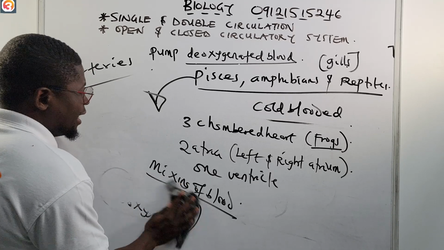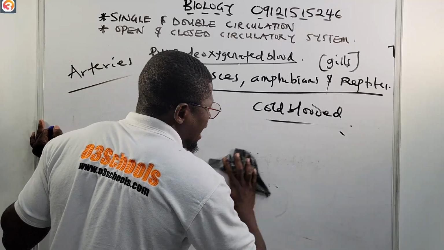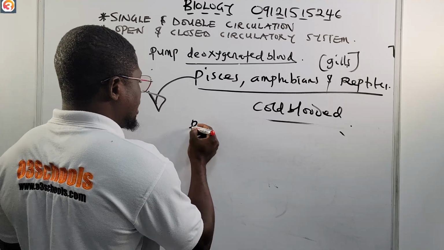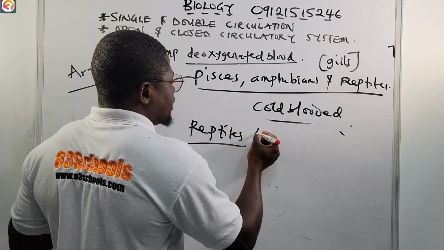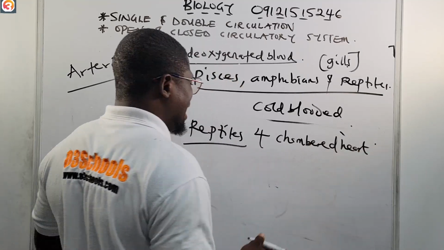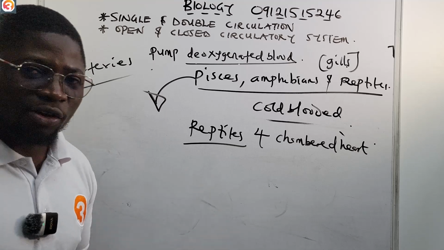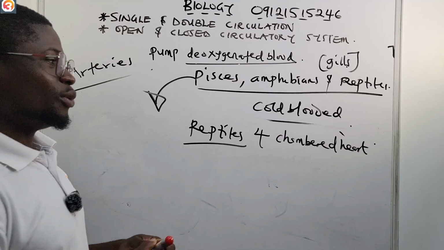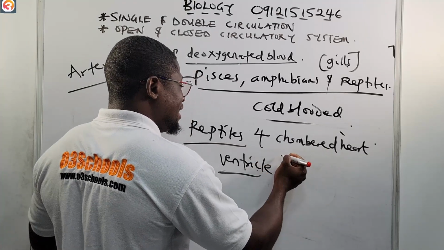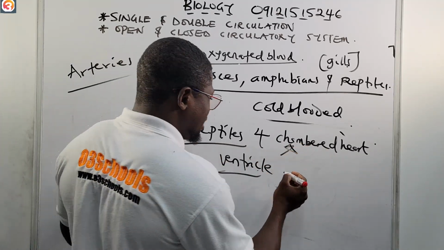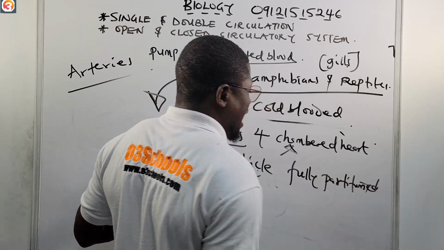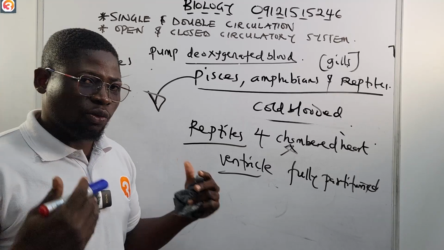Also, let's quickly look at the last organism, reptiles. Reptiles have a four-chambered heart. Please take note of that. But the only difference between reptiles and other organisms like mammals and birds is that the ventricle in reptiles is not fully partitioned. It's not as fully partitioned as the one we have.